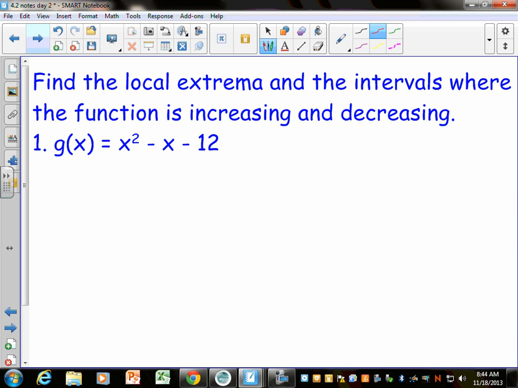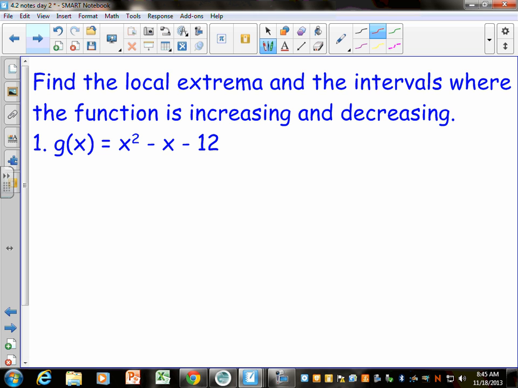Okay, we're starting off nice and easy here. Find the local extrema and the intervals where the function is increasing and decreasing. It is a parabola, which kind of gives us a clue, right? Which way would this parabola open? Which means when we find our critical point, it probably should be a minimum because we know that parabola. So that's kind of helpful. It would actually be an absolute minimum because we know for sure that this is a parabola. If we didn't know for sure, then we might have to just say local.